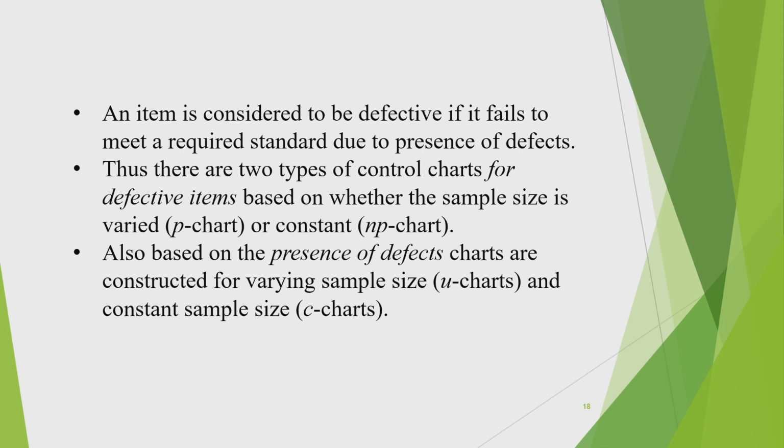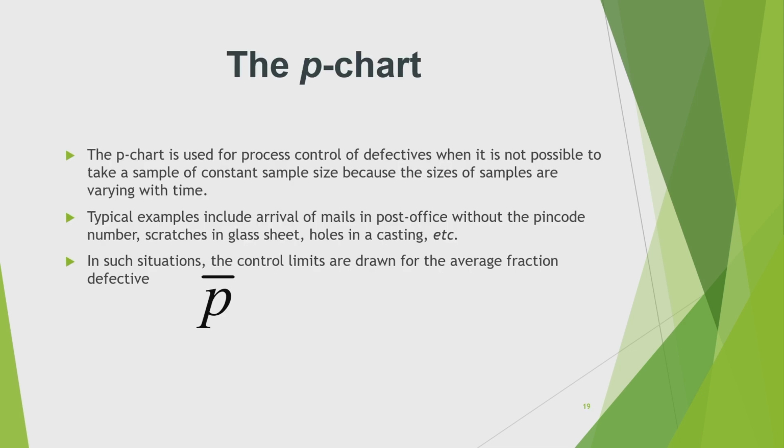Thus, there are two types of control charts for defective items, based on whether the sample size varies. If the sample size varies, then the P chart is better. Otherwise, you can have the NP chart, where you multiply N by the sample size. Also, based on the presence of defects, charts are constructed for varying sample size, that means a U chart, or for constant sample size, that means a C chart.